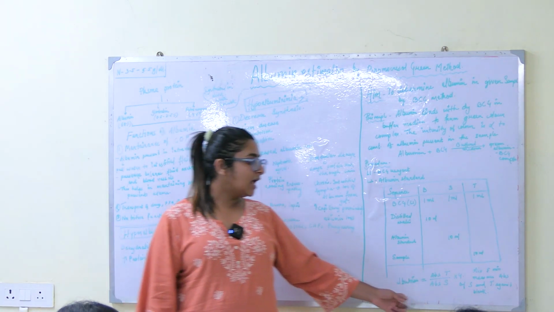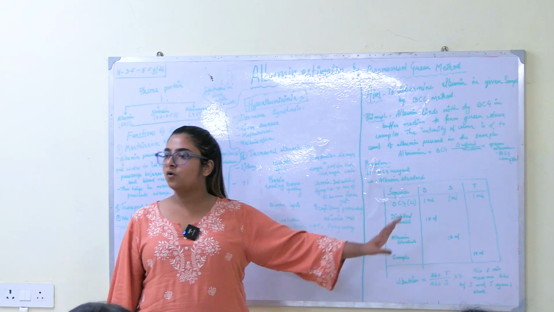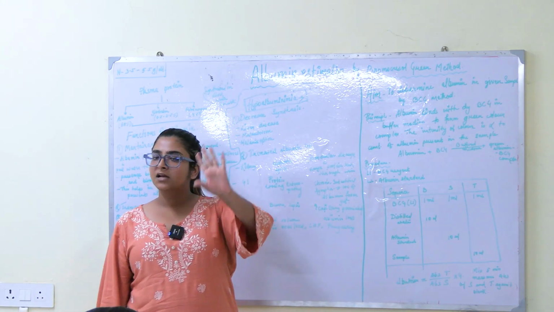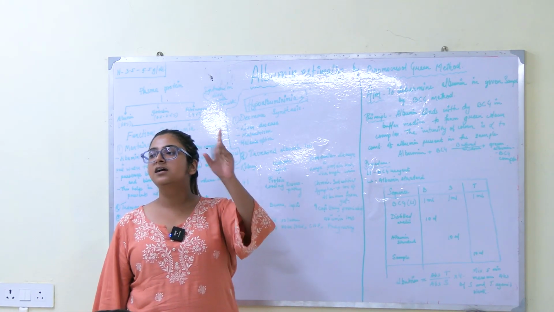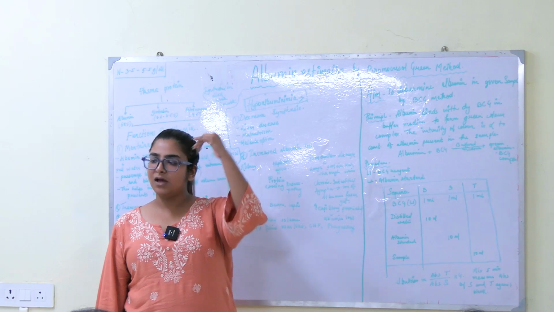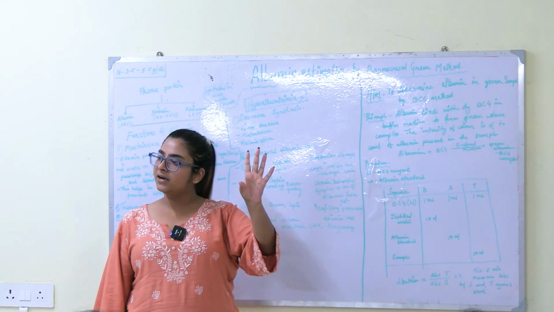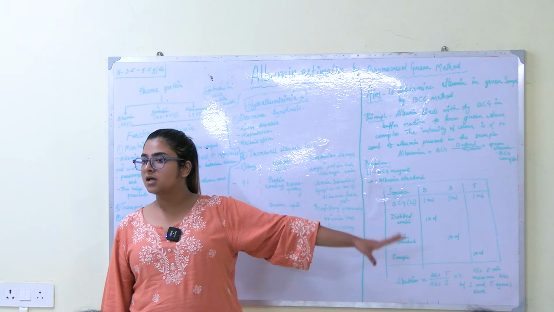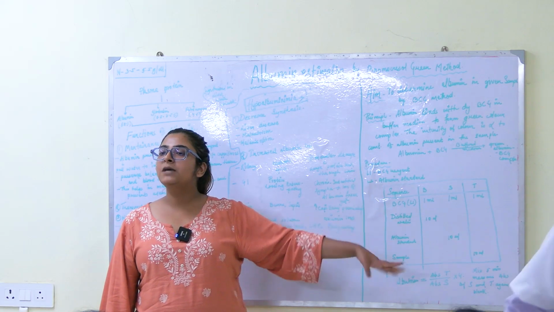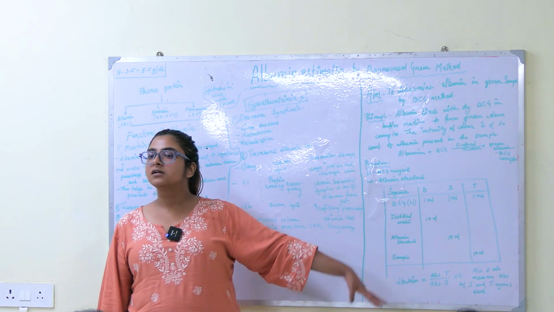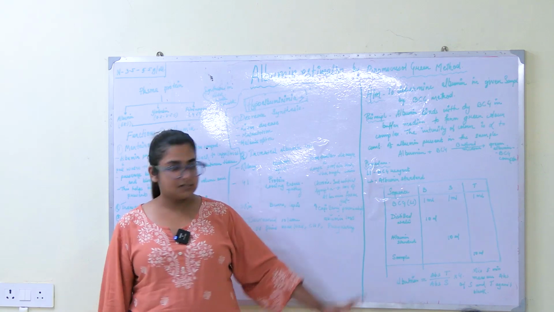Now the calculation part. We have done the procedure and waited for 5 minutes. Now we will measure the standard and the test. Also the blank, but while performing, you only perform the standard and the test. The blank you don't have to perform; the blank is only for writing purposes.